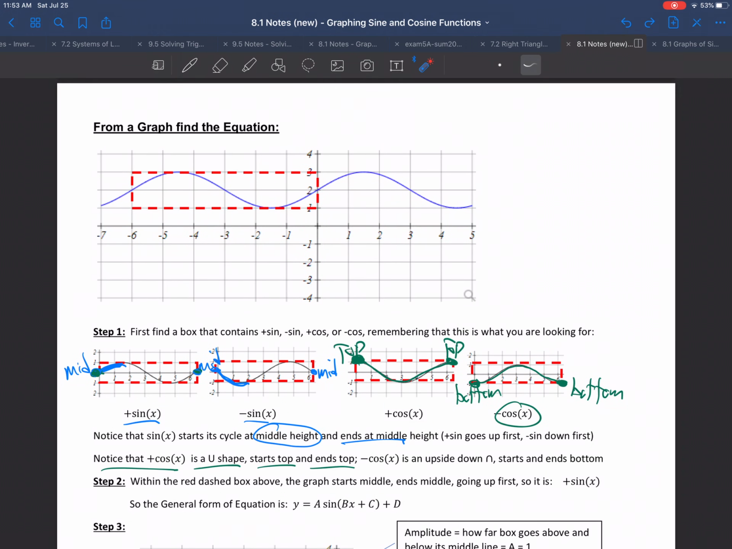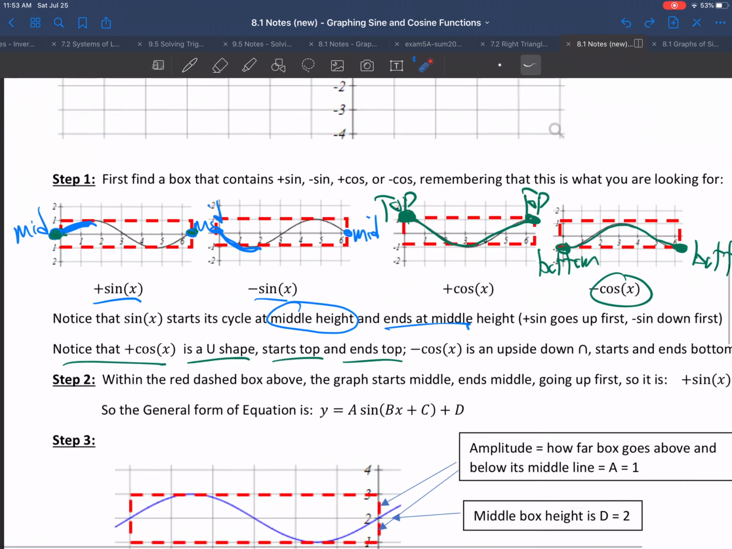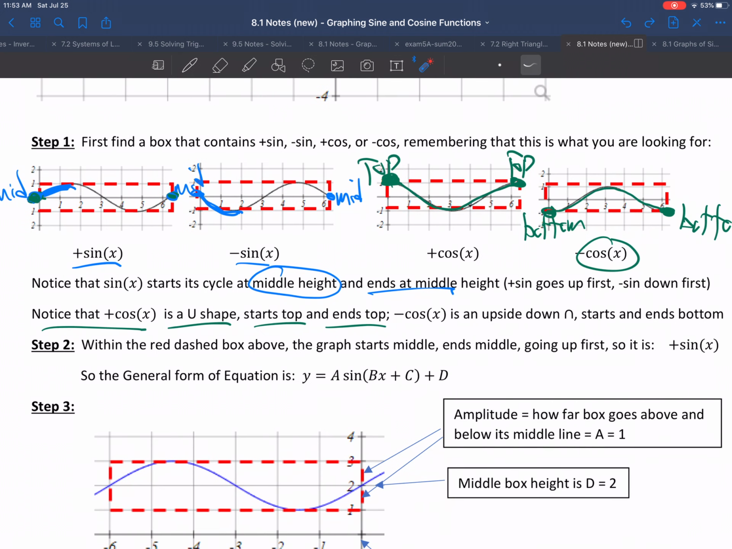So how do we do it? Well, step one is to find a box that contains positive or negative sine or cosine. Now, to do that, you've got to be 100% clear. This is the part where people are a little foggy and it really hurts them. You've got to get 100% clear on what a sine or a cosine graph does in its box.